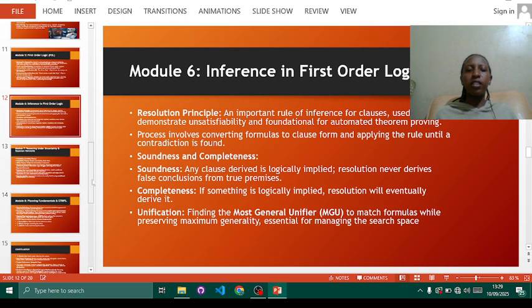What does sound mean? Any clause derived is logically implied. Resolution never derives a false conclusion from true premises. Completeness: if something is logically implied, resolution will eventually derive it.